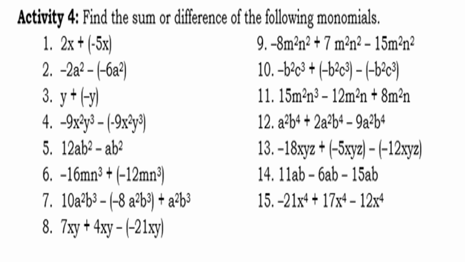Thank you, everyone. So, for example, number one, 2x plus negative 5x, so that's negative 3x. Then this one, this will become plus. So 6 minus 2, that's 4. So 4a squared. That's the final answer. And here the answer is 0.